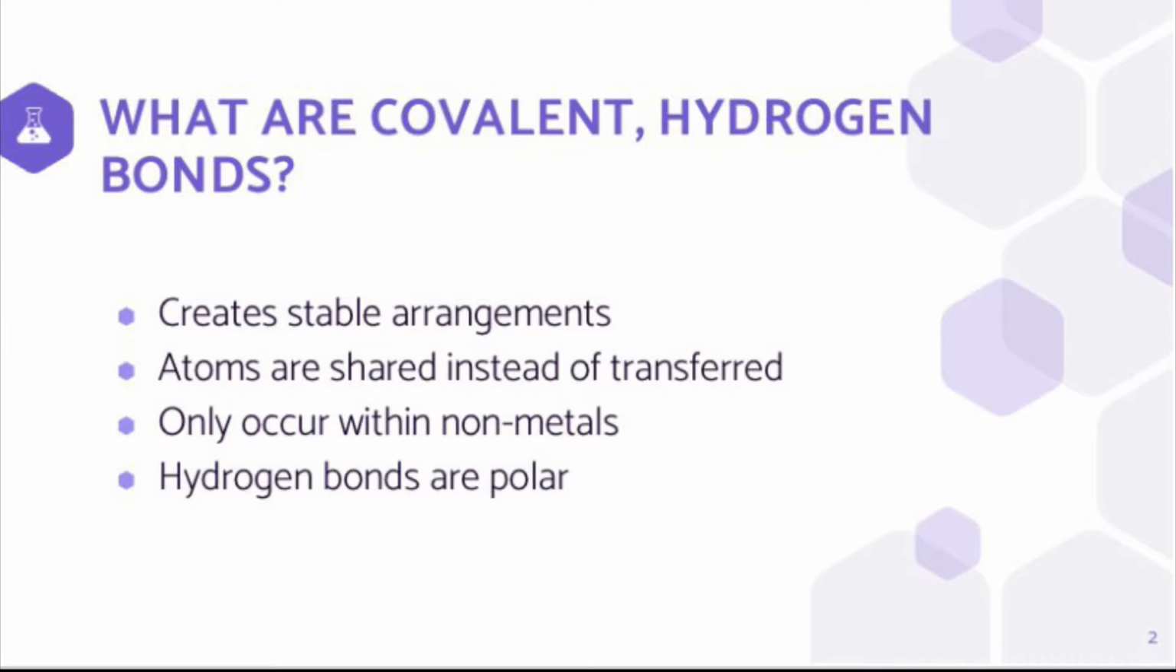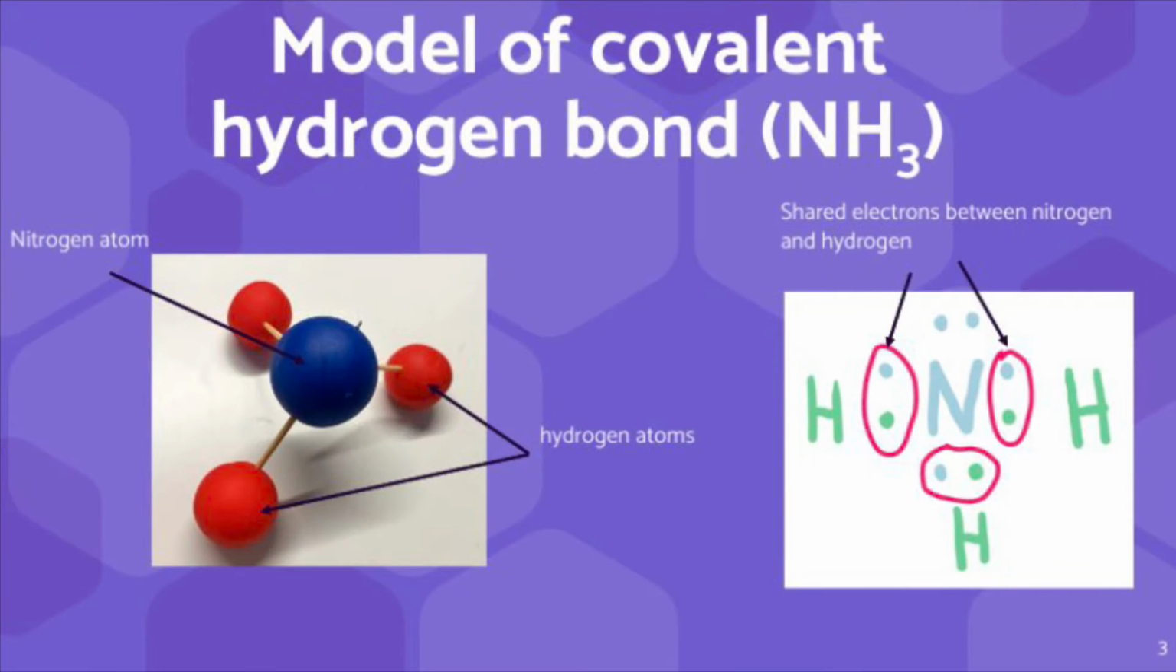These differences in electronegativity bonds can fall into two categories, polar and nonpolar. Hydrogen bonds fall into the polar category due to its higher differences in electronegativity between atoms. Here we have ammonia, which is represented by one nitrogen atom and three hydrogen atoms. The three electrons supplied by the hydrogen atoms share their electrons with the nitrogen.